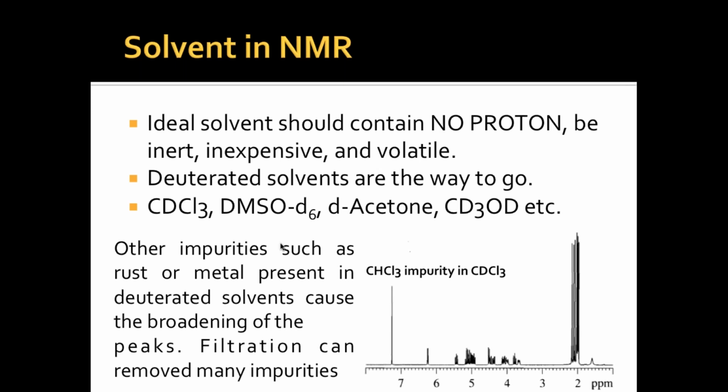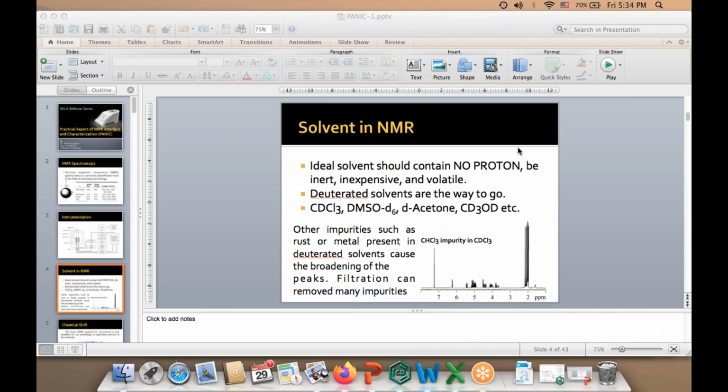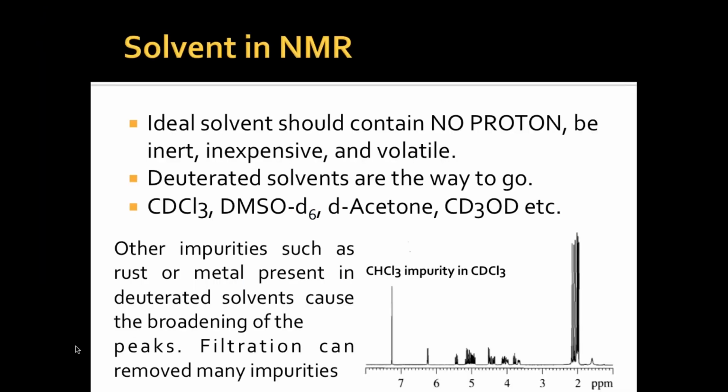That solvent should not be expensive. It should be inexpensive. Of course, that solvent should be volatile, meaning once you are done with the NMR, you should be able to recover your sample, because sometimes the sample is very precious. So you have to have a volatile solvent for NMR, right?